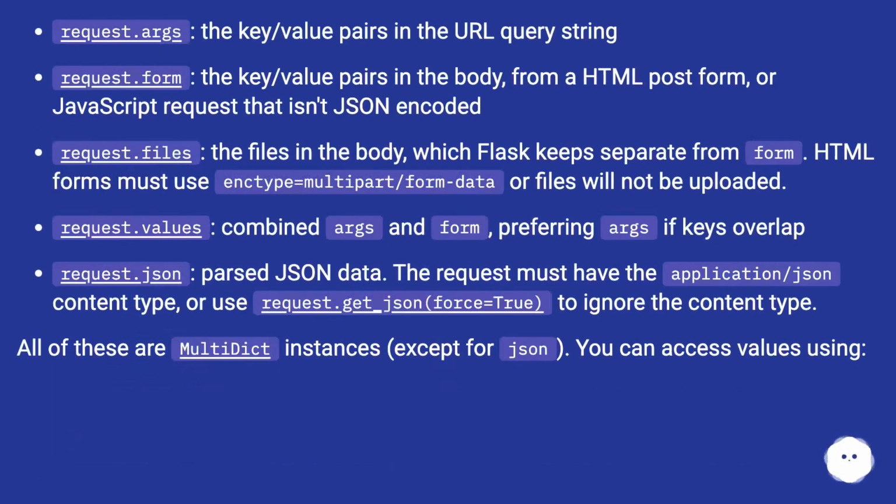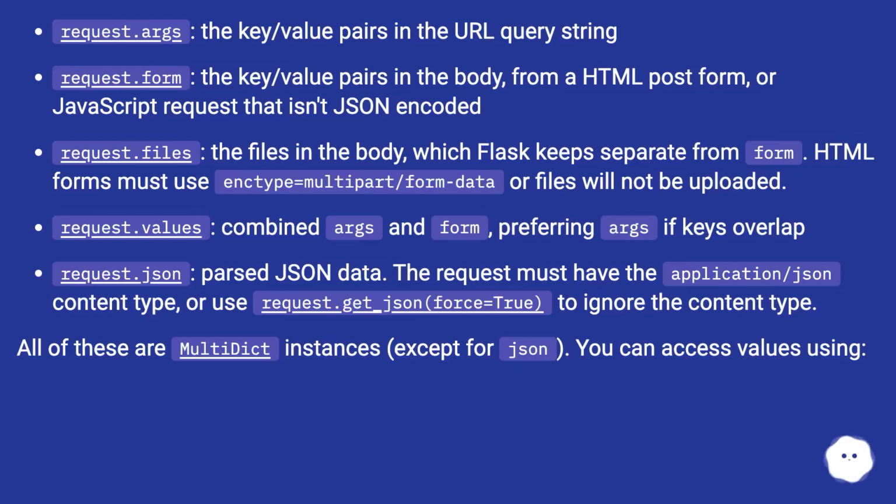Request.args: the key/value pairs in the URL query string. Request.form: the key/value pairs in the body, from an HTML POST form or JavaScript request that isn't JSON encoded. Request.files: the files in the body, which Flask keeps separate from form. HTML forms must use enctype=multipart/form-data or files will not be uploaded.